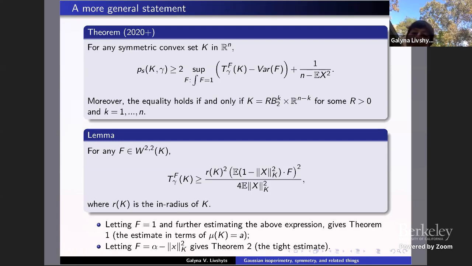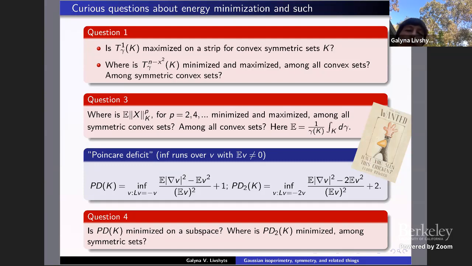First of all, I mentioned that it's easy to show that the torsional rigidity with respect to 1 is maximized on half spaces. Now, if we wanted the set to be, let's say, convex and symmetric, would it be maximized on a strip? It's just a mere curiosity, not related to anything here. If we take the n minus x squared function, where is it minimized? Where is it maximized? No idea. There were two questions here. Completely parallel questions that I haven't had time to think much about, but I am not sure it's easy. I think it's not easy.